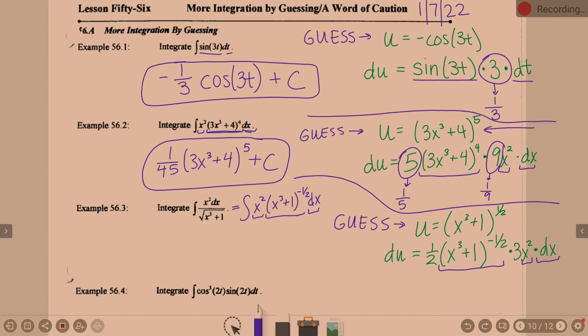A 3 and a 1/2. How do we compensate for a 3? What's going to make a 3 cancel out? A 1/3. How do I compensate for a 1/2? Multiply by 2. And so what factor am I going to put in front of my guess? 2/3. 2 times 1/3 is 2/3. So I'm going to say 2/3 times my original guess, which was x cubed plus 1 to the 1/2, and then plus c.